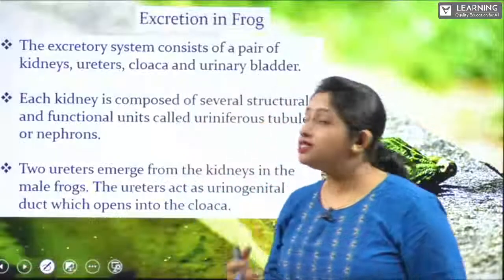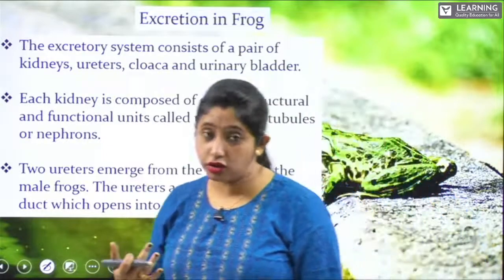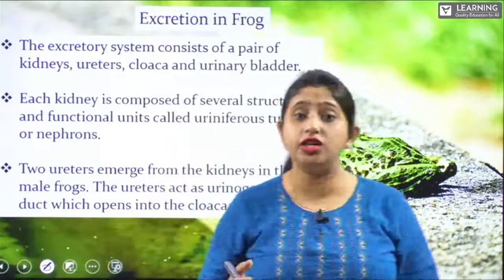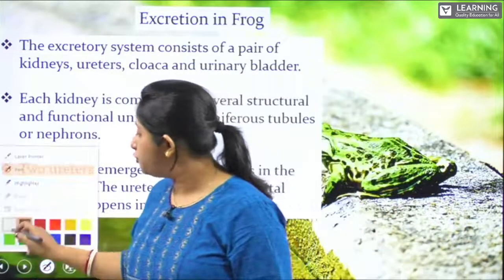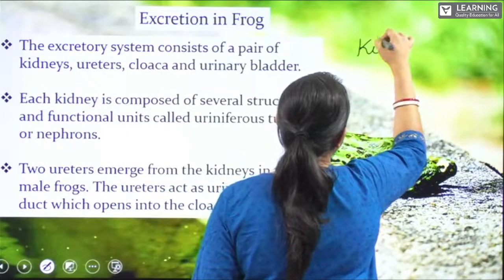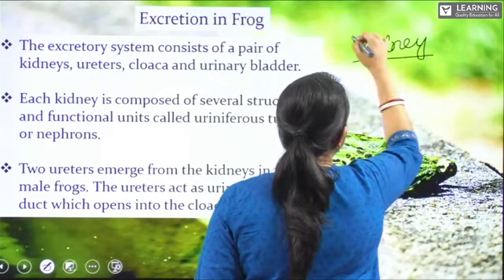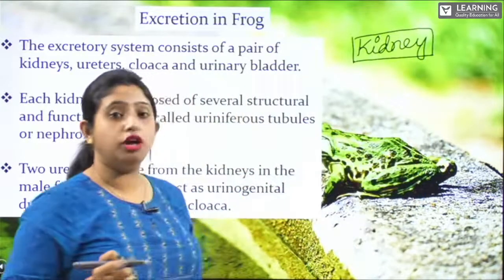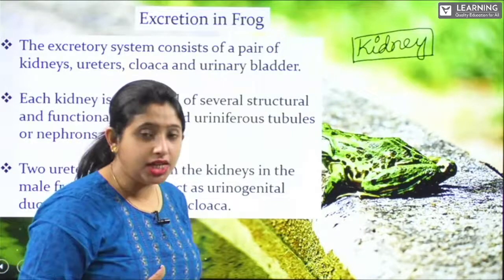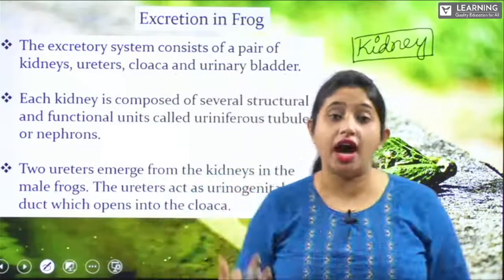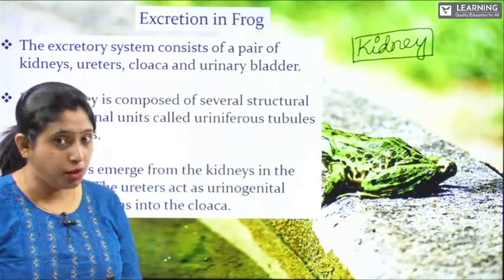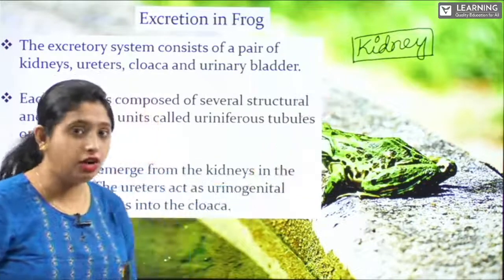So next, let us learn the excretory system of the frog. So how do the frogs excrete, how does the excretion take place? As you have seen, the frogs have kidneys, isn't it? So excretion takes place with the help of kidney. Now in case of us, we have a pair of kidneys, right? Our kidney is a bean-shaped structure, isn't it? So in case of frogs also, they have a pair of kidneys, and excretion takes place with the help of this kidney only.